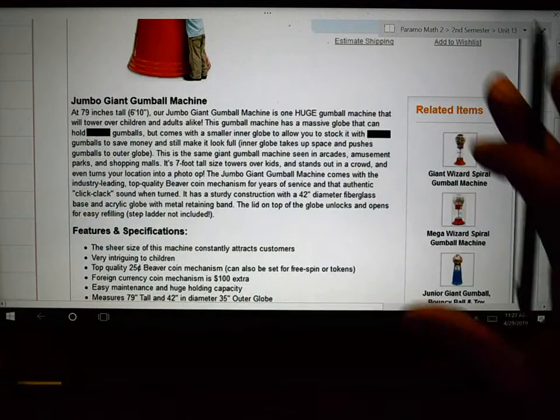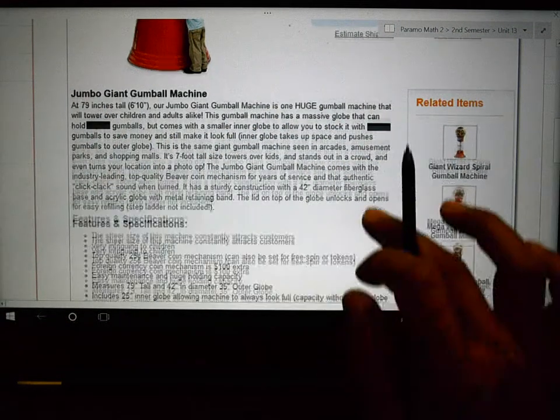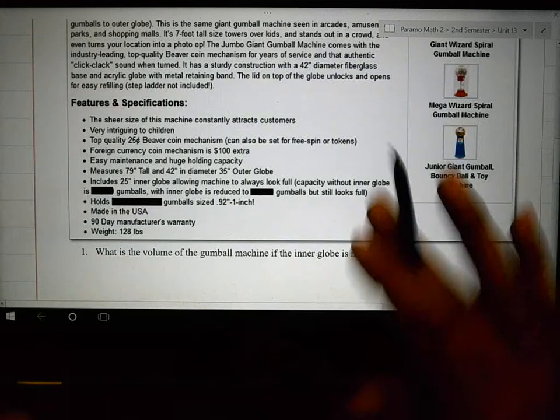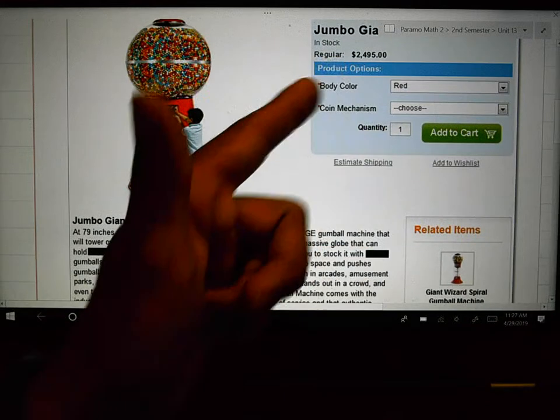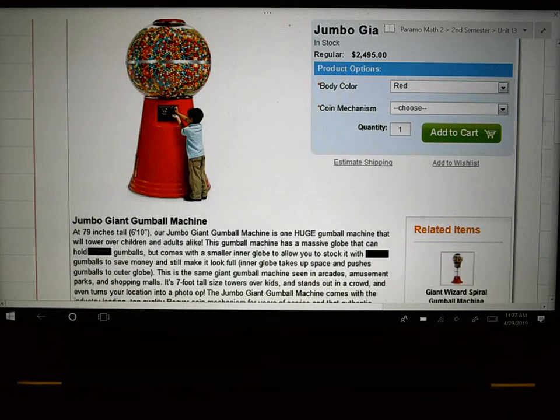If you read this whole thing, it's trying to sell you it. It's trying to tell you why you want to spend $2,500.